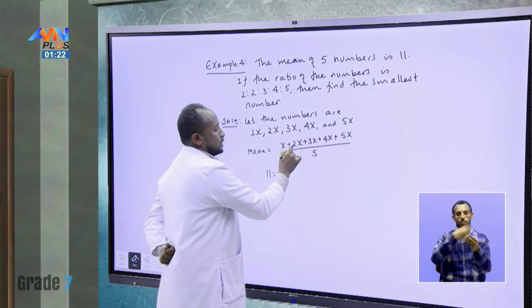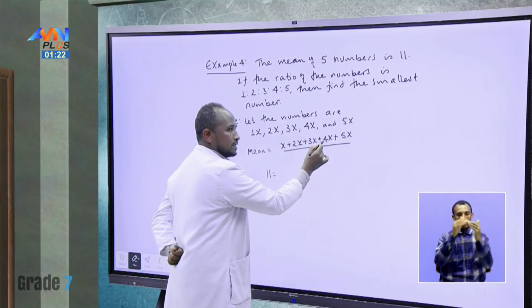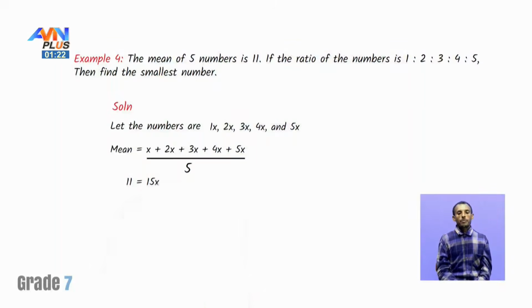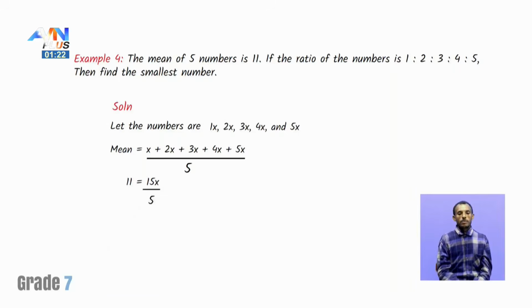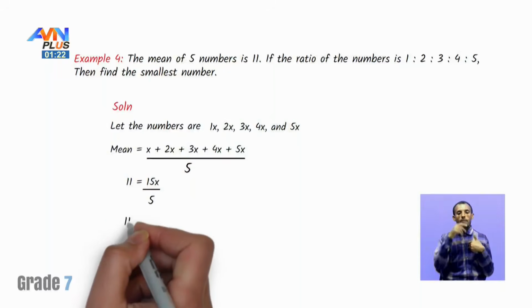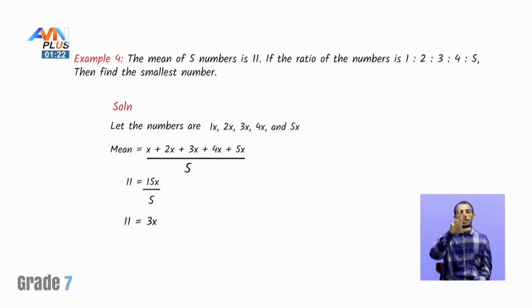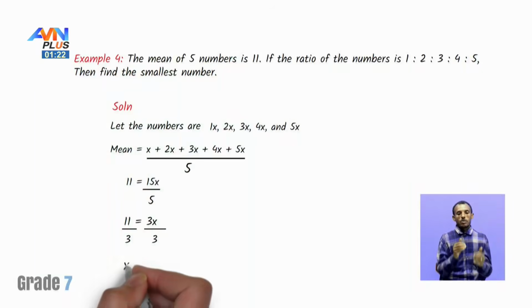1 plus 2 is 3, 3 plus 3 is 6, 6 plus 4 is 10, 10 plus 5 is 15. Therefore this will be 15x over 5. Okay, so let's simplify this one. You have 11 is equal to 15x divided by 5, it is 3x. To find x, you divide both sides by 3. So x will be equal to 11 over 3.